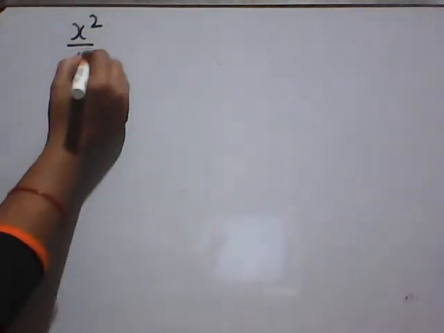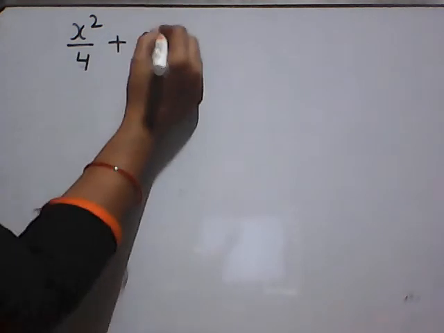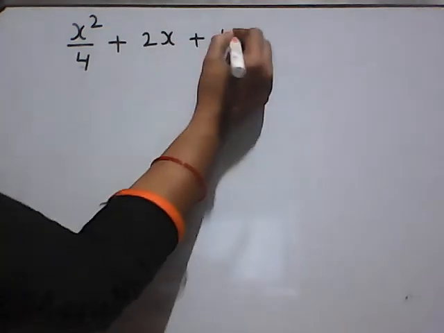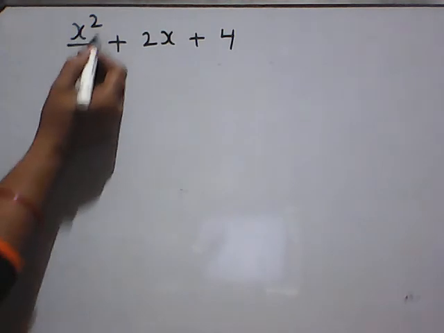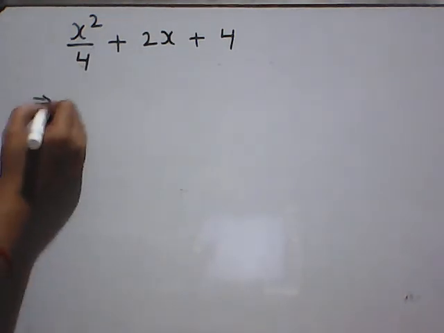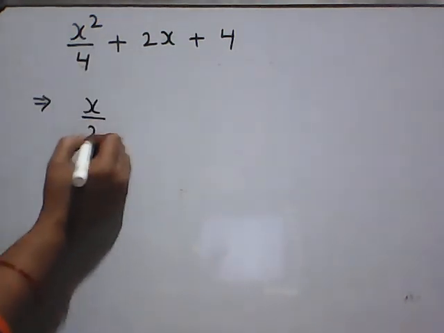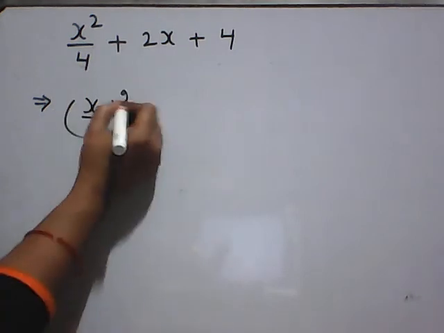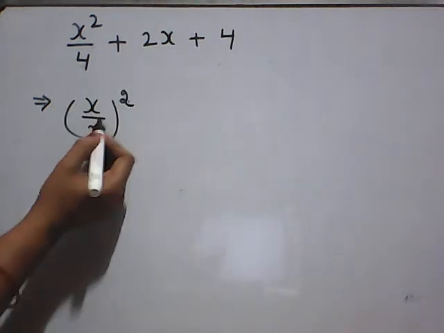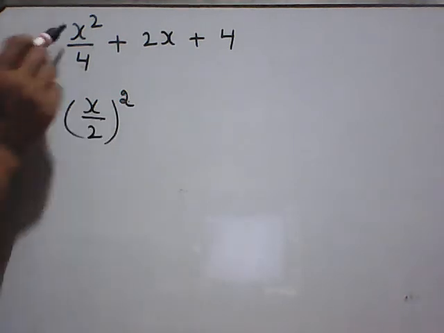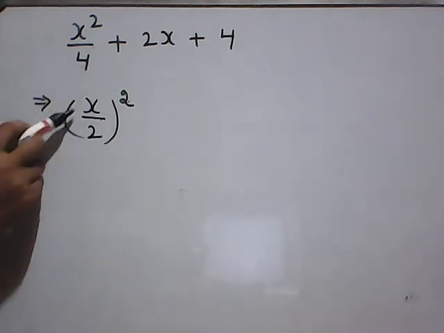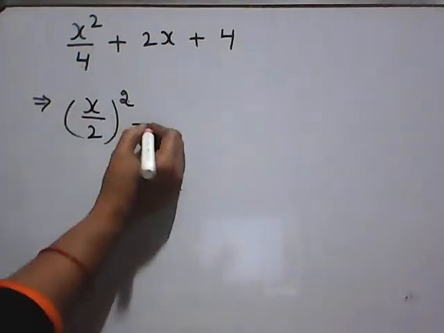x square by 4 plus 2x plus 4. You have to factorize by using identities. Here x square by 4 can be written as (x by 2) whole square. It means x square divided by 2 whole square, and 2 whole square is 4. So x square by 4 can be written as (x by 2) whole square.